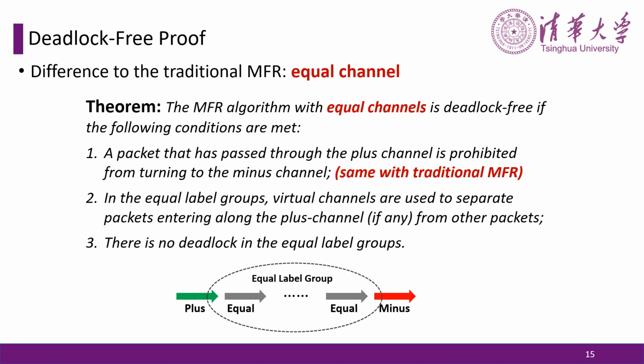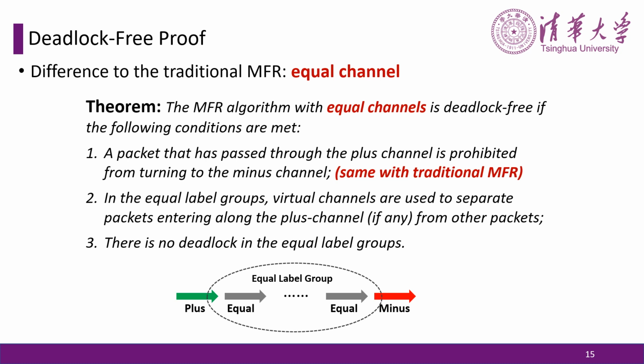Let's define a new concept. An equal-label group is a group of connected nodes with the same label. The two new conditions are: in the equal-label group, virtual channels are used to separate packets entering along the plus channel from other packets. And there is no deadlock in equal-label groups. The theorem is easy to prove.